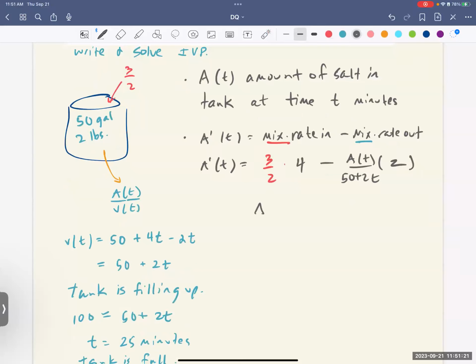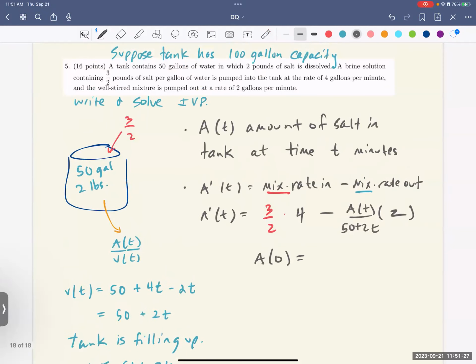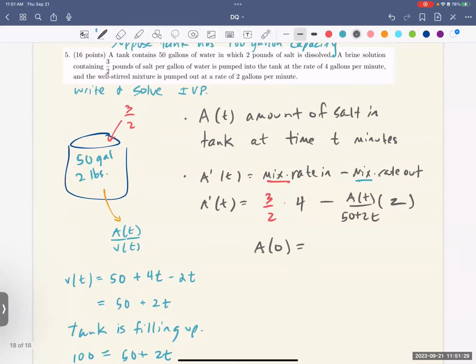We also need our initial condition, which is the amount of salt at the start time, which is time 0, and it was 2 pounds of salt dissolved in the tank. So A of 0 is 2. When it comes to writing an initial value problem, here is our initial value problem. Okay, I'm going to pause for a second and get a new screen, and then we're going to solve that differential equation.